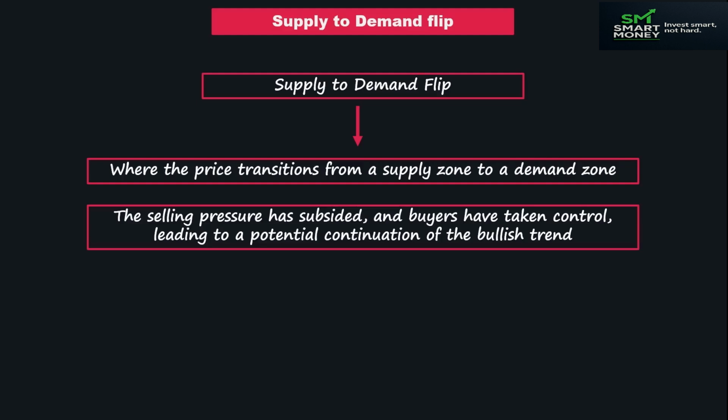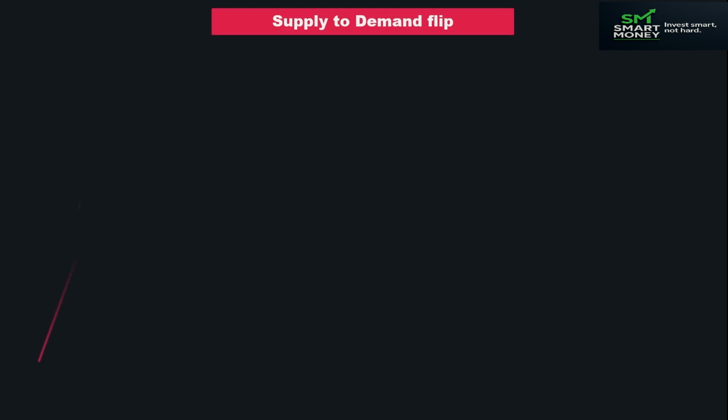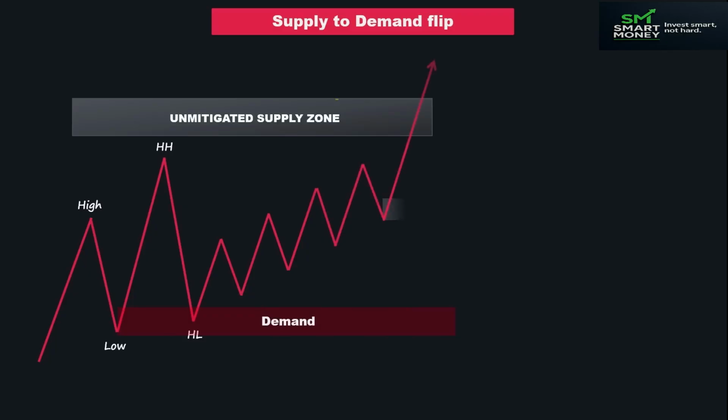Now let's examine this scenario in more detail. Imagine we are in a bullish market where the price has mitigated the extreme demand zone and started to reverse, continuing its upward movement toward the next unmitigated supply zone. However, in this particular scenario, something interesting happens. Instead of respecting the unmitigated supply zone and reversing from it, the price sharply pushes to the upside and breaks through it.